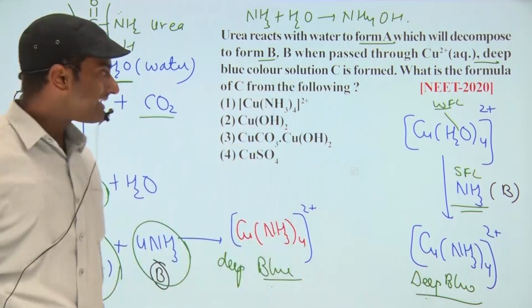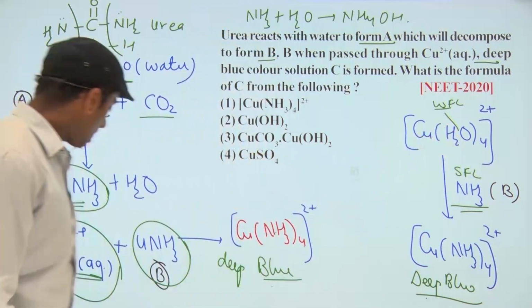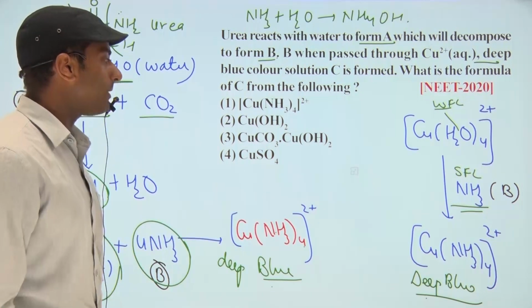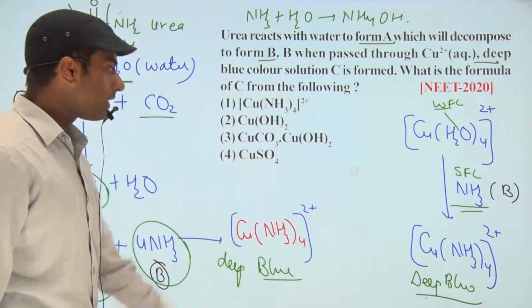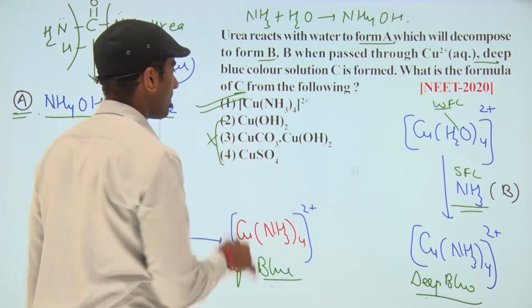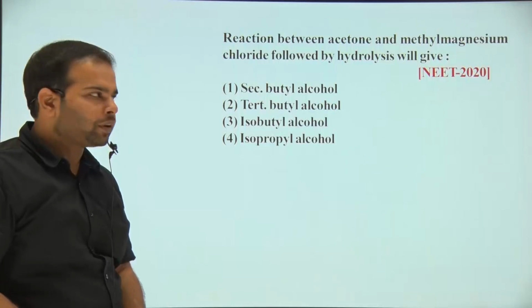So we can write in either way, aqueous copper or copper aqueous, because you can see that the ammonia is making here the complex. Which complex? Deep blue color complex with the copper. Obviously we can say that the first option is going to be correct here. Thank you. Okay students, coming to the next question.